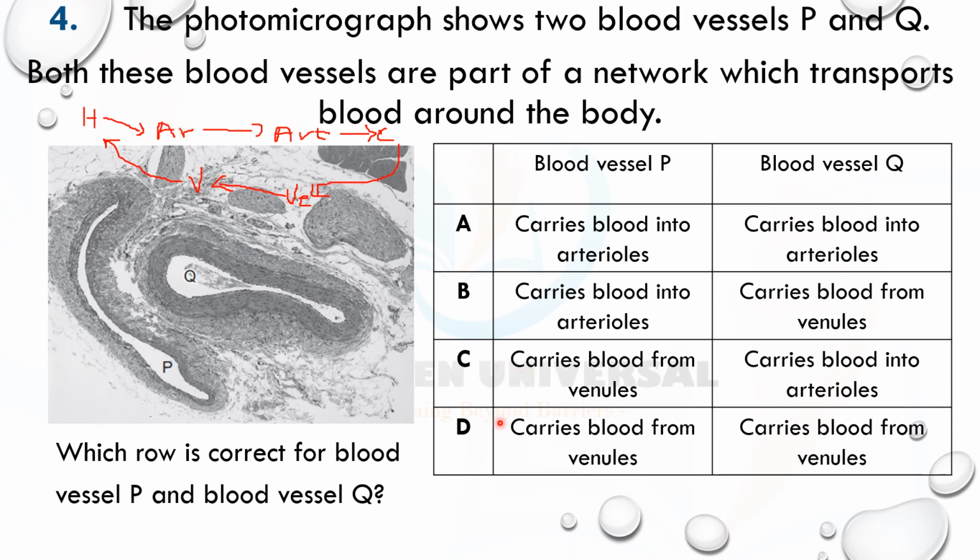Now this says carries blood from venule. B, and this carries blood from venule. Of course, you look at carries blood from, no. Arteries don't carry blood from venules. So C is the answer.